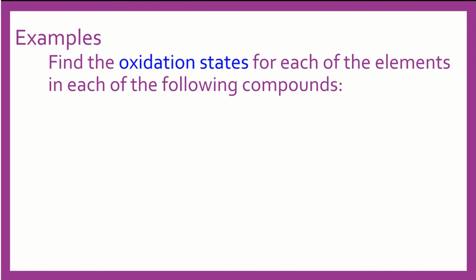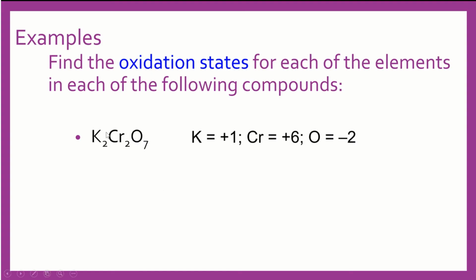Let's work on a few more examples here. Find the oxidation state for each element in the following compounds. K2Cr2O7. Again, I find oxygen. I go to him first. He's -2. Now you've got a couple of options on where to go next to balance out the K and the Cr. I would probably take a look at the polyatomic Cr2O7. You can find that on the back of your periodic table. He's in the middle column there. It's called dichromate. Do you see him?